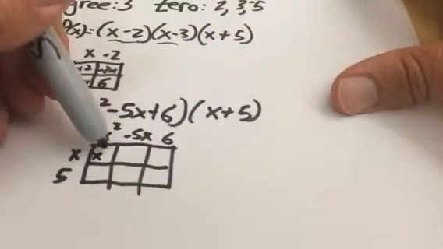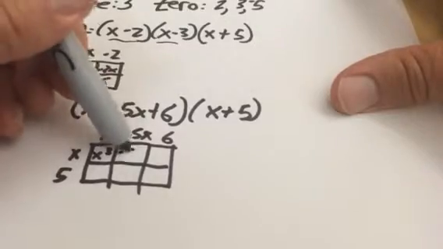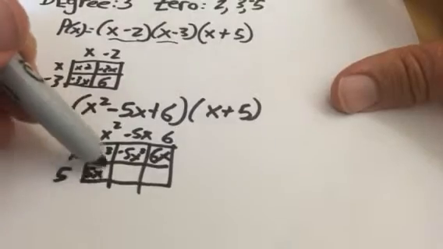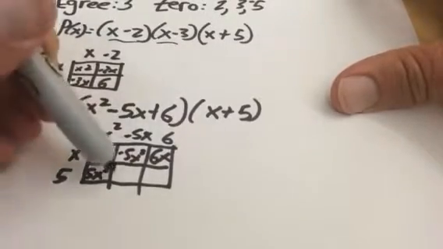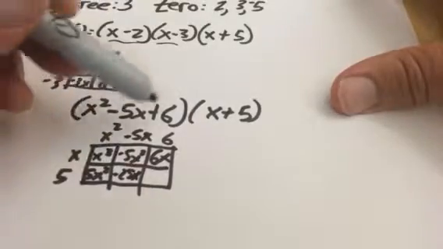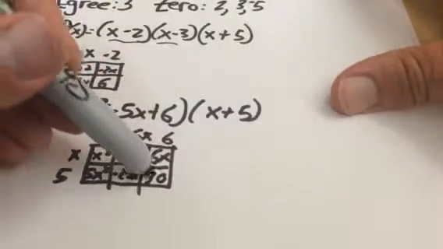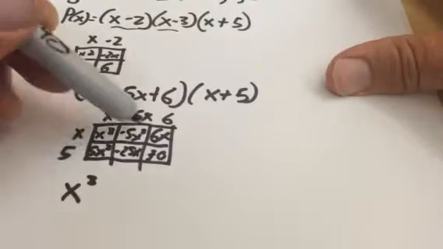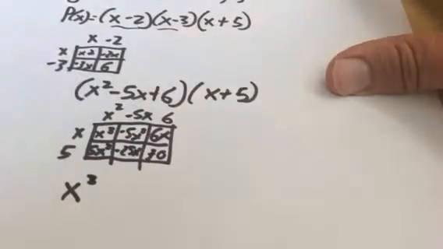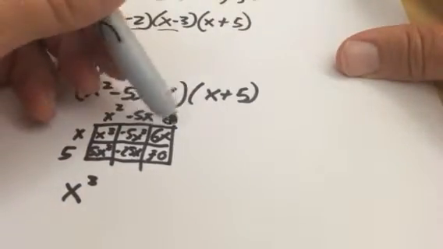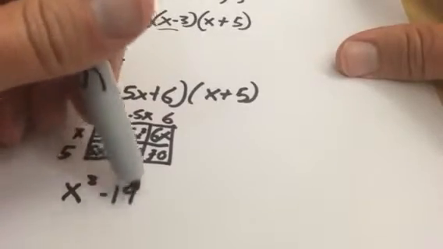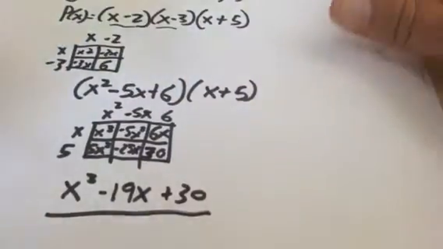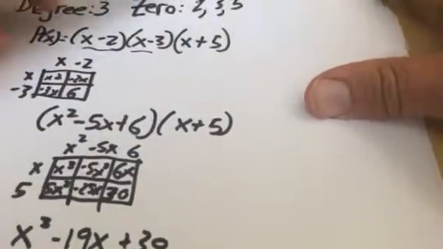So x times x squared is x cubed. -5x times x, -5x squared. 6 times x is 6x. Keep going. 5x squared. -25x. Should have made my boxes bigger. And 30. And now I can combine some like terms. I have an x cubed. Here's some x squareds. 5x squared minus 5x squared. Oh, those cancel each other out. So no x squareds. -25x plus 6x. That's, I think, -19x. And then this is a 30. So there's my polynomial that would have these zeros.